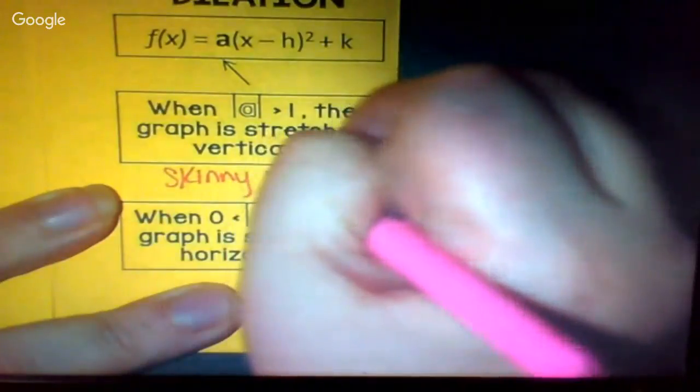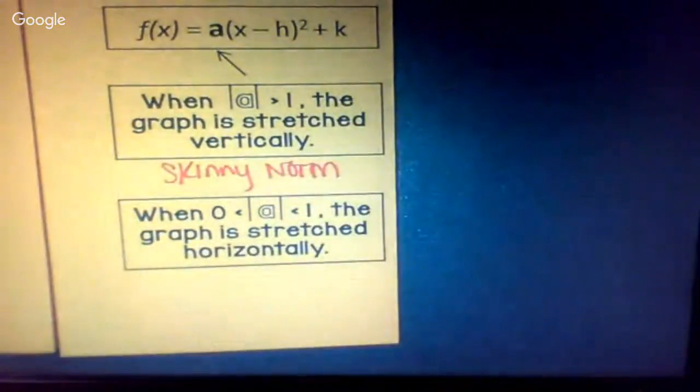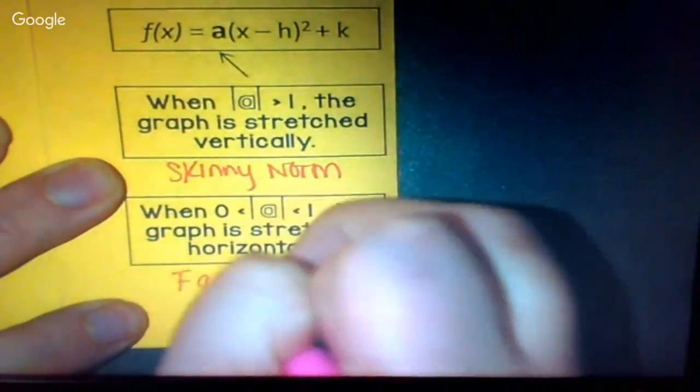Okay, if your A value is between 0 and 1, we're not looking at negatives. We're looking at fractions. That means I've taken you and I've shoved you down to the ground. And you widen out and you get fat. So this is fat norm. Why do you put the norm on it?